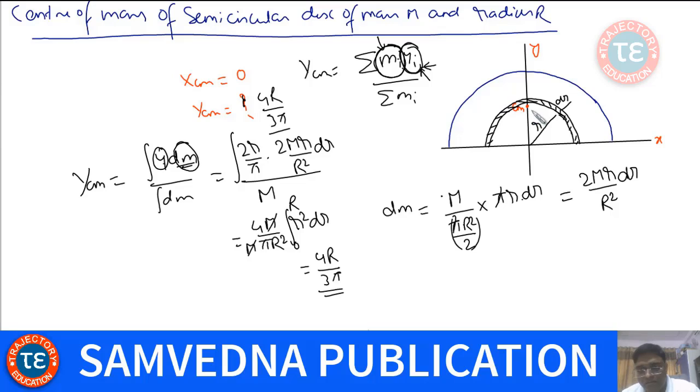For the semi-disk, the center of mass has x coordinate 0 and y coordinate 4r by 3 pi. This is 4r by 3 pi. Alright. The center of mass of the semi-disk is this.